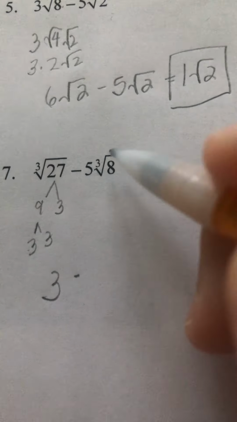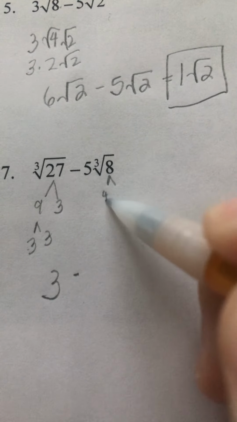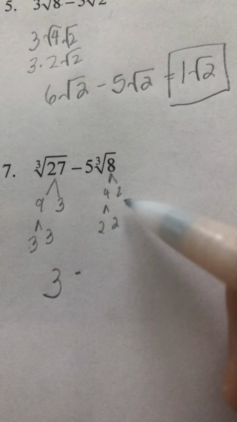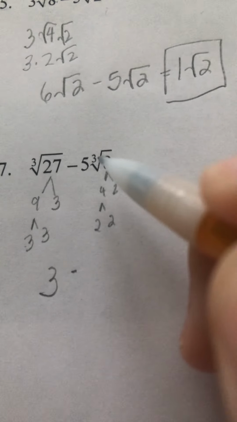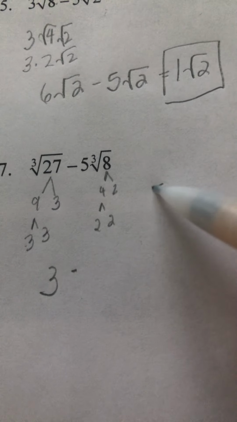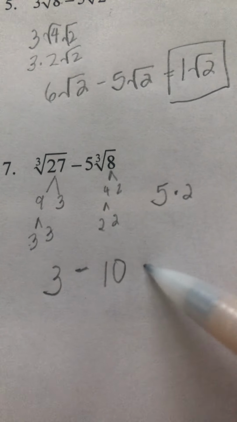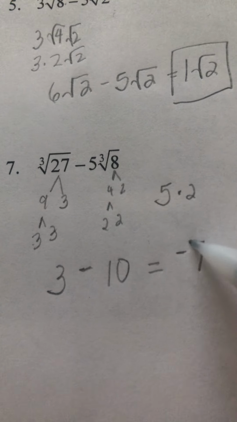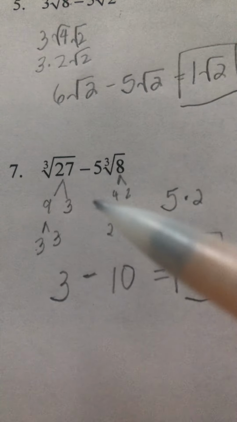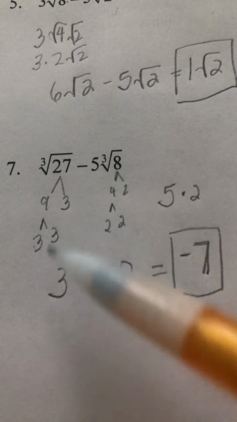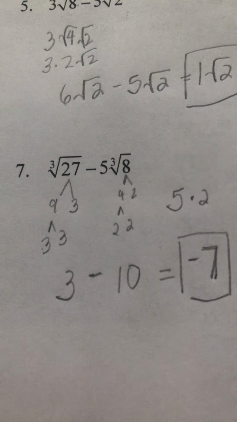Okay? And the cube root of 8, the prime factorization is 2 times 2 times 2. The cube root of 8 is actually just 2 because there's one group of 3 2's. So the cube root of 8 is 2. So the problem you're doing is 3 minus 10. So it's just negative 7. Probably a lot of you could have done these without looking at the prime factorization. A lot of you probably already know that the cube root of 27 is 3 and the cube root of 8 is 2.